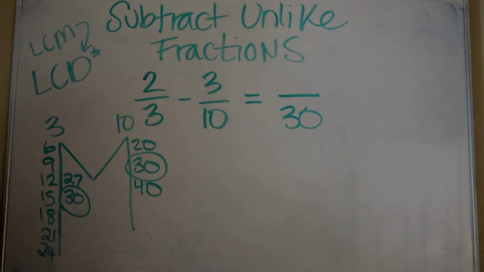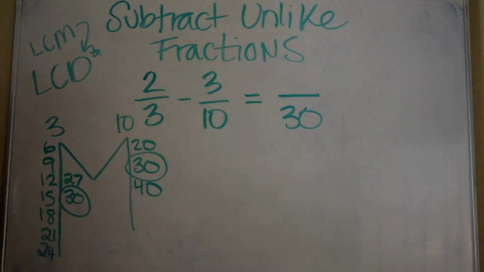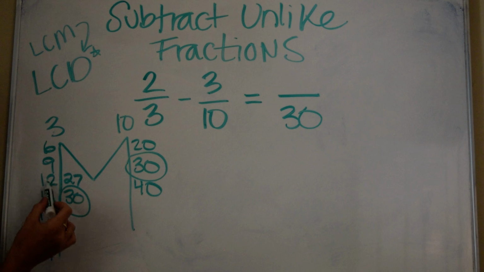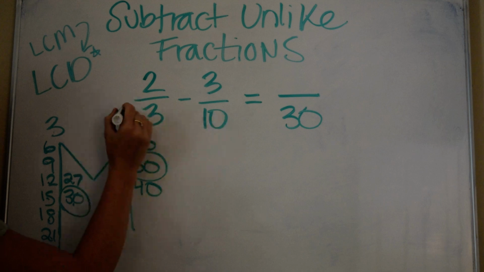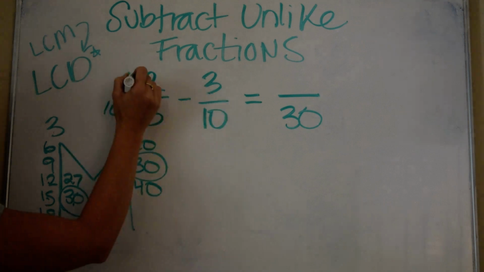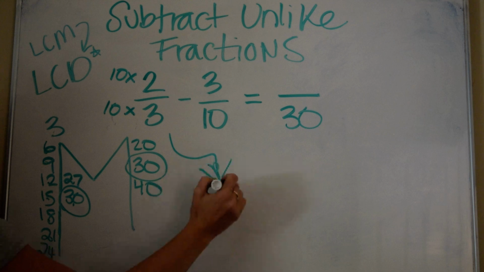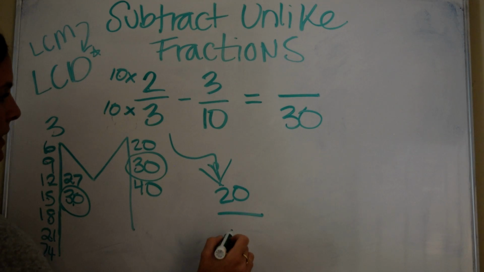So how do I do this? Well, in order to get a 3 into a 30, I have to multiply it times 10. Because I went 1, 2, 3, 4, 5, 6, 7, 8, 9, 10. It took 10 times to get to a 30. So I'm going to multiply my 3 times 10, which means I need to multiply the numerator by 10, and I'll get my new fraction. 2 times 10 is 20. 3 times 10 is 30.